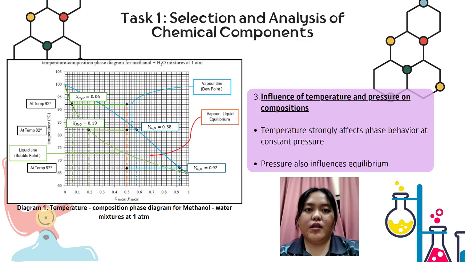Pressure can also influence equilibrium. For example, if the pressure is decreased, the lower boiling temperature can change the equilibrium composition, while if the pressure is increased, it can shift both the bubble and dew point curves to higher temperatures, requiring more energy for phase change.